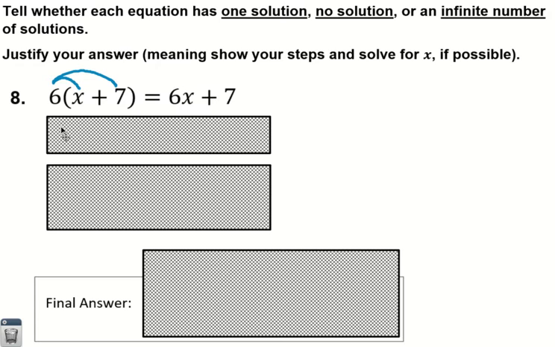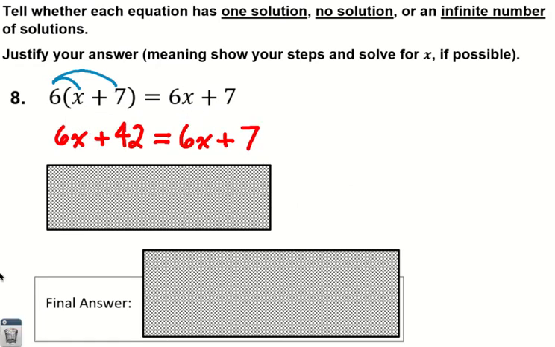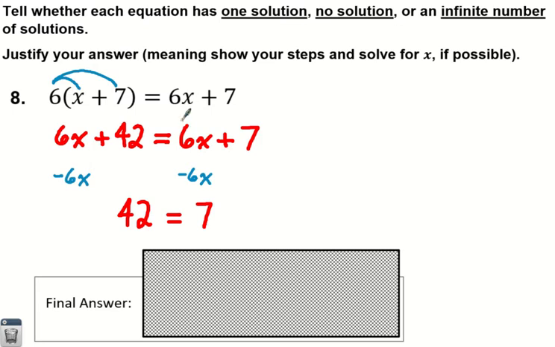6 times x is 6x. 6 times 7 is 42. And next, let's move this 6x away from that side by subtracting, but you'll notice they cancel out over here as well. So the x's have totally disappeared. In our efforts to get x all by itself, we've killed it completely. And so what you're left with on the left is just 42, and on the right is just 7.